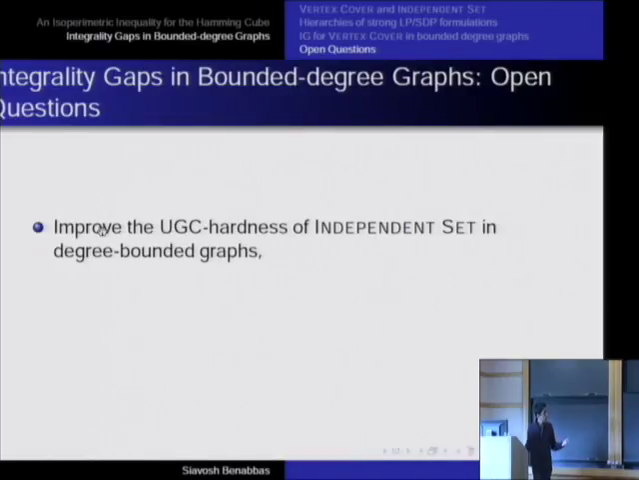So a few open questions. One, which I think is the most interesting, is can you show better unique games hardness for independent set in degree bounded graphs? So our work seems to suggest that you should be able to. And the other thing is, we have results in two or three different hierarchies. You can think of extending them to other hierarchies. And it seems that it works in some hierarchies but breaks in a serious way in others. So that's it. Thanks.